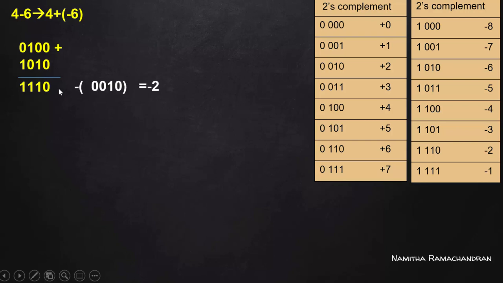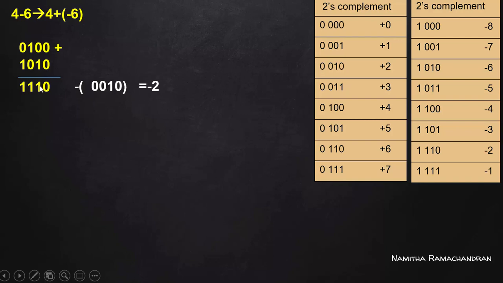No carry means the result is negative, and these bits in 2's complement form decide the magnitude. What is the 2's complement form of this 1110? 1110 is actually minus 2, and its 2's complement form is positive 2, so this is 0010.